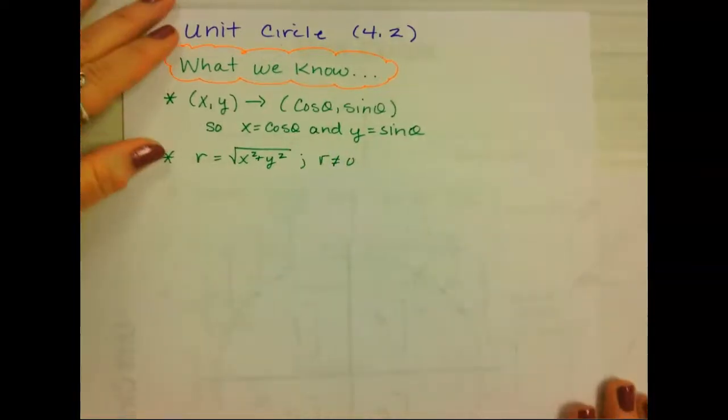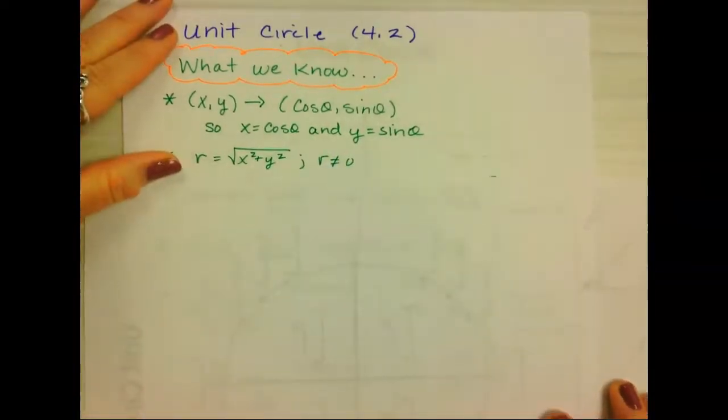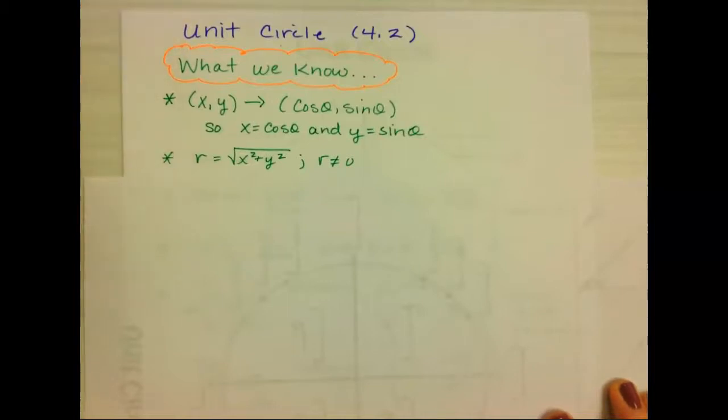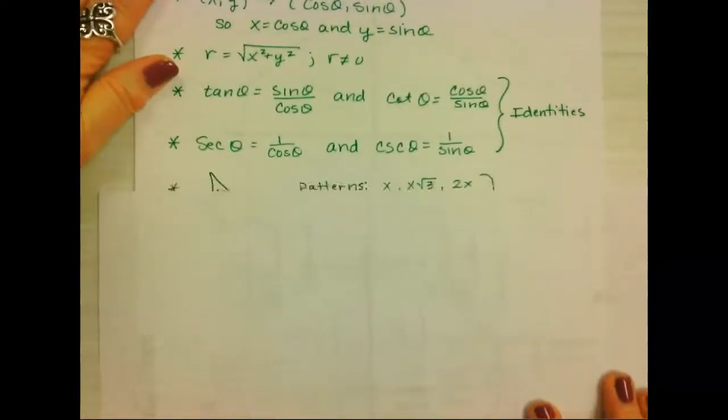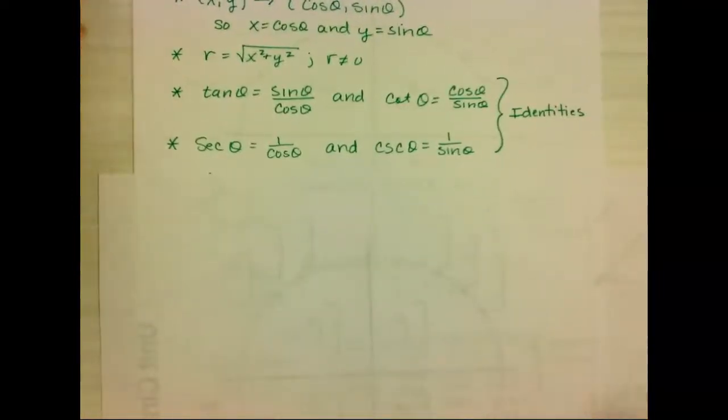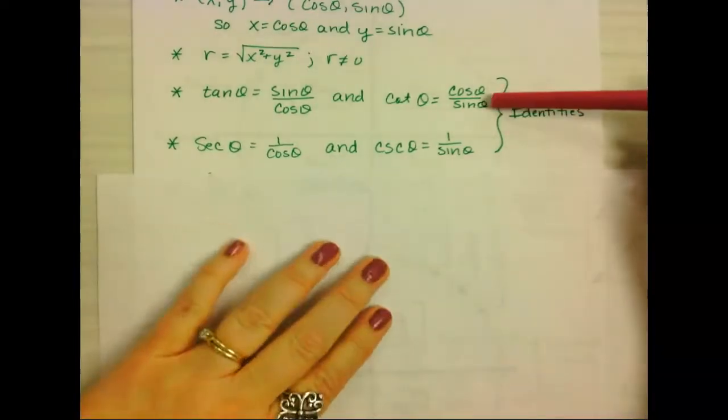We talked about the radius of the circle, and we could use a distance formula to calculate the distance if we needed to, and that r couldn't be 0. And then on another day, we studied identities. And so these are some of the identities that we're going to use very heavily today. Tangent of theta is sine theta over cosine theta, and cotangent is cosine over sine. So those are the quotient identities.